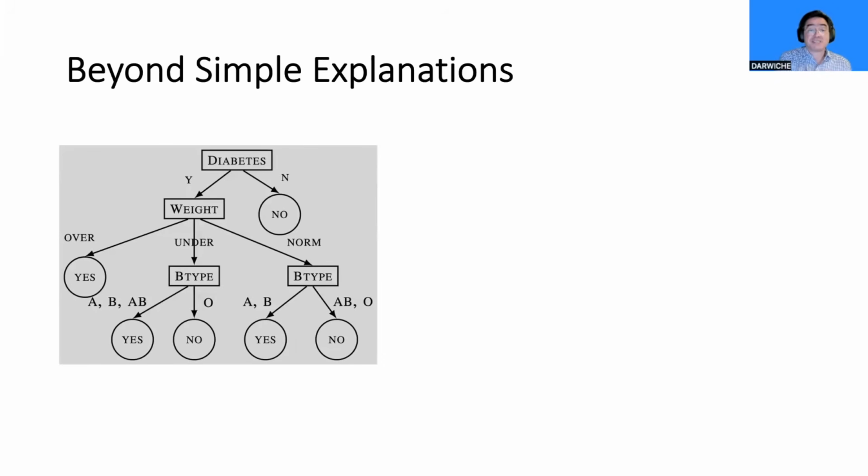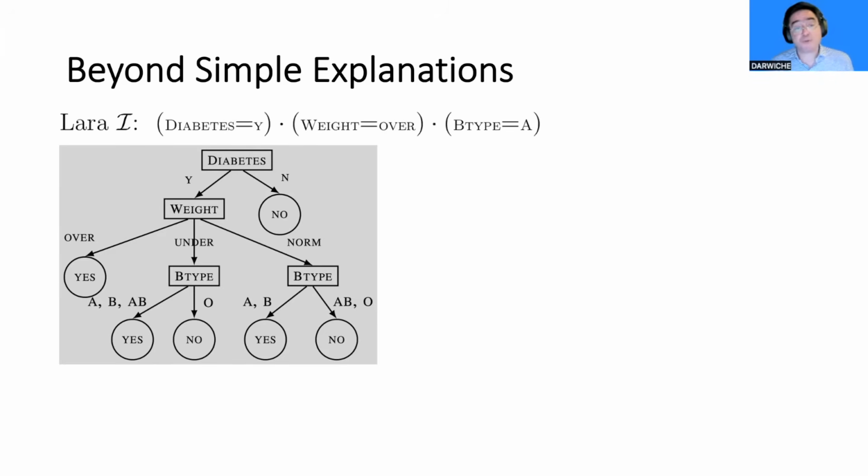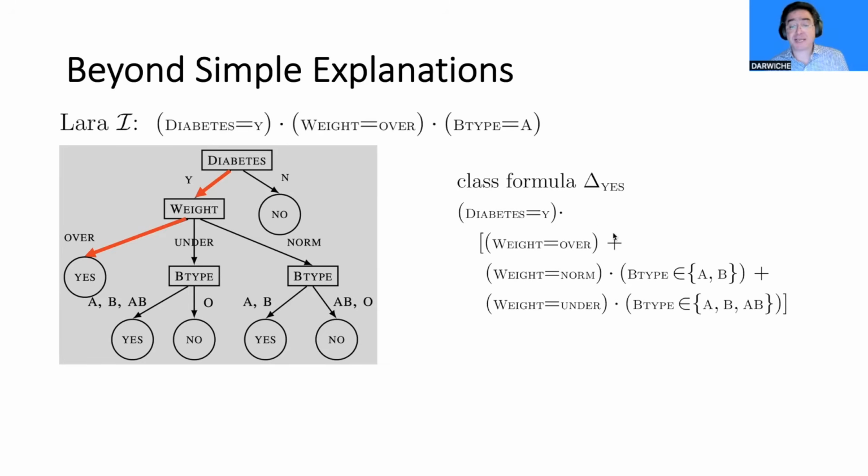This is the example. I'm going to revisit it again, just to stress the point of general sufficient reasons, which we already got a glimpse of. But then I'll tell you what the notion of a general necessary reason gives you in comparison to the traditional or simple necessary reason. Same example we looked at before, but let's take a new patient, Lara, who has diabetes, is overweight and has blood type A. She's classified as yes, and you can get the class formula.